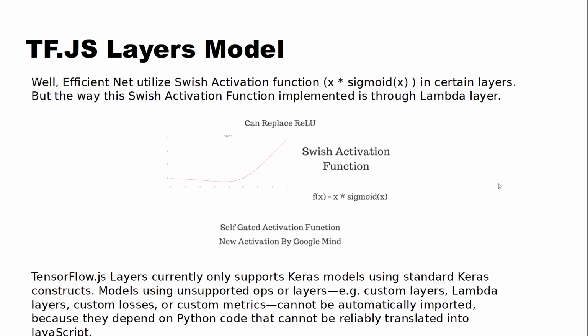Also, TensorFlow.js layers currently only support Keras models using standard Keras constructs. Models using unsupported ops or layers, or we can call them custom layers, lambda layers, and custom classes, or custom metrics, cannot be automatically imported because they depend on Python code that cannot really be translated into JavaScript.